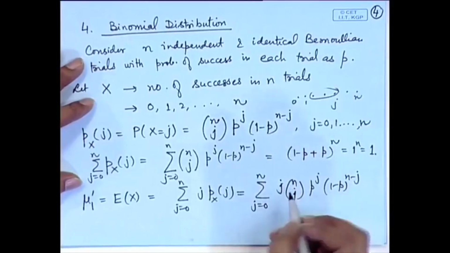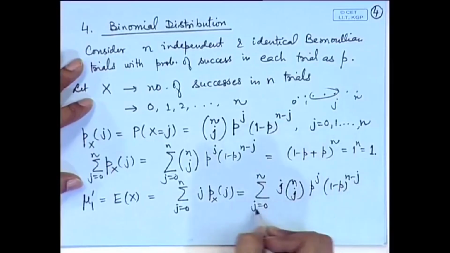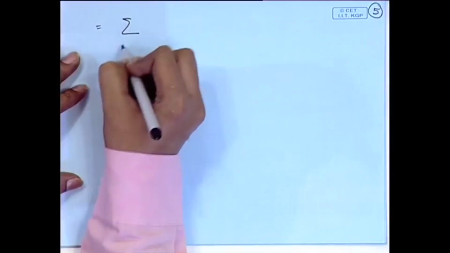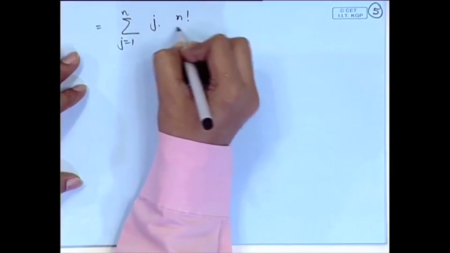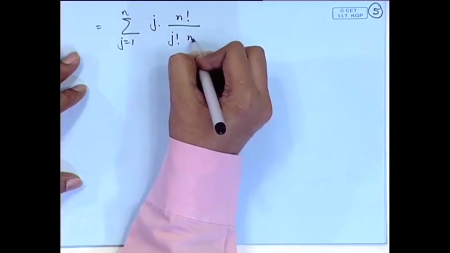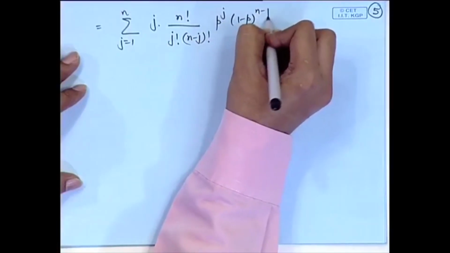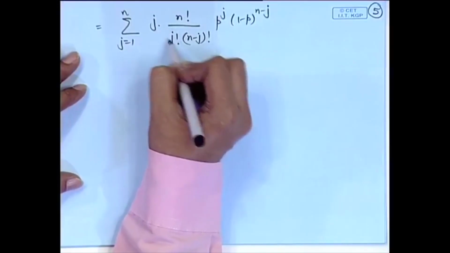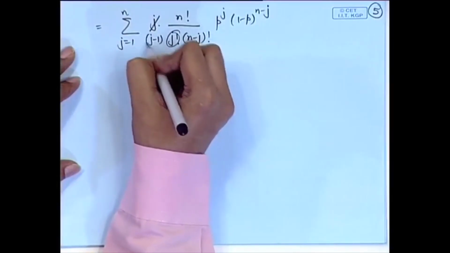So, for this we make certain observations. First thing is that corresponding to j equal to 0, this term vanishes. So, in effect this sum is actually considered from j equal to 1 to n of j, and this nCj we can write as n factorial divided by j factorial (n minus j) factorial, times p to the power j into (1 minus p) to the power n minus j. Obviously, this j and j factorial we can adjust, and we can write this as (j minus 1) factorial.